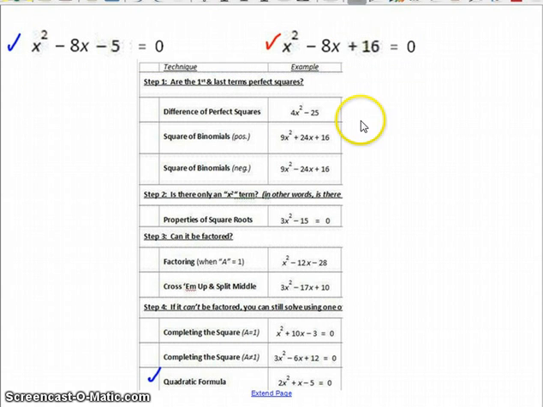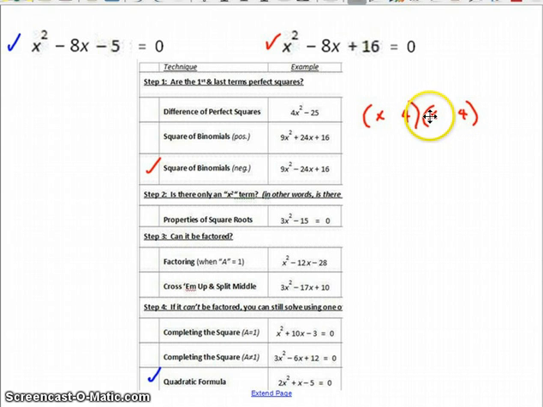Again, is it a difference of perfect squares? No, because there are three terms. But going down to the next set of options here, square of binomials, well, actually it is. Look, that's a perfect square, as is that. In cases like that, what I taught you is to create two binomials. Don't worry yet about sign, but just take the square root of the first and the square root of the last. x and 4, in other words.